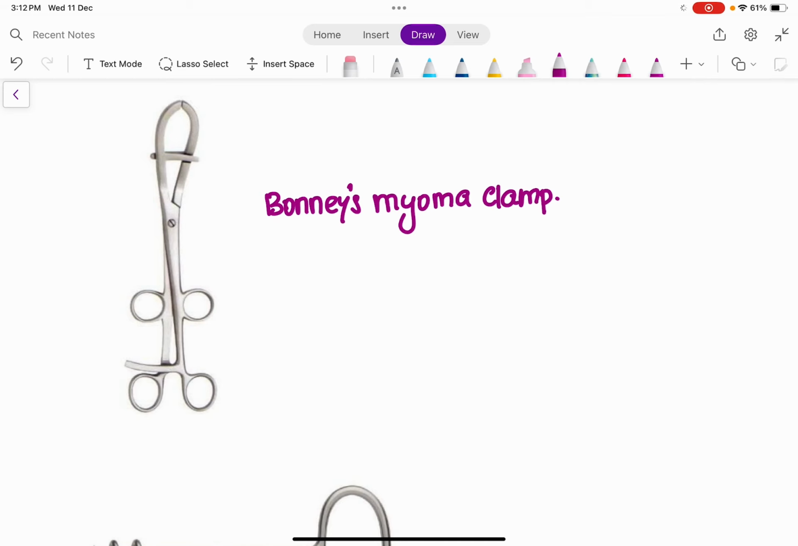So this clamp is actually used to clamp the uterine artery, which is the major blood supply to the uterus as well. So once you do the procedure of myomectomy, where you're going to enucleate the fibroid from the uterus, this is going to decrease the amount of blood which is entering the uterus as well. So you clamp the uterine artery with the help of this Bonney's myoma clamp. If this is not available, you can use a simple tourniquet as well.